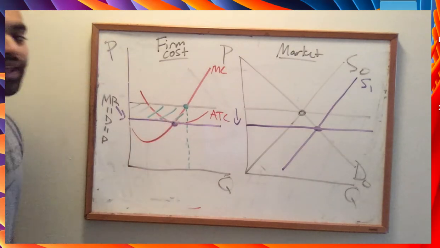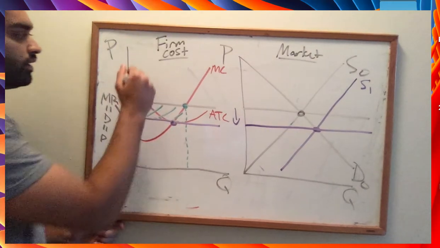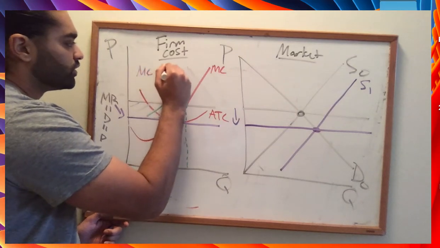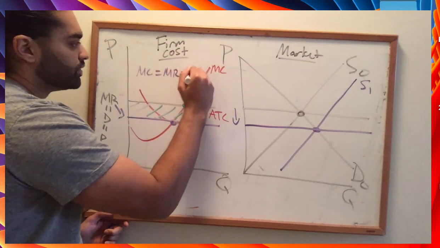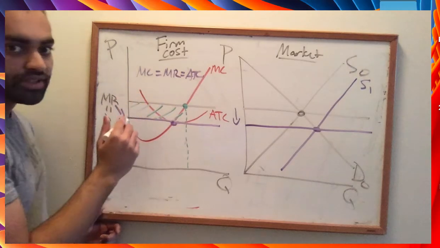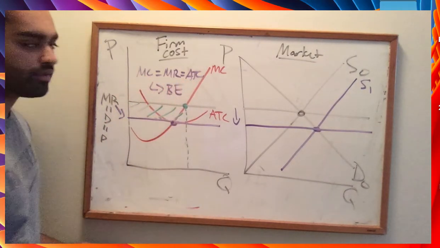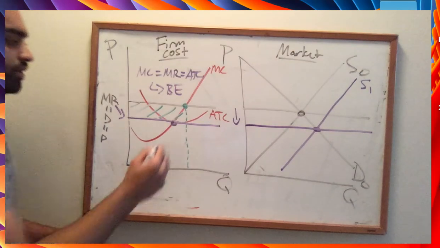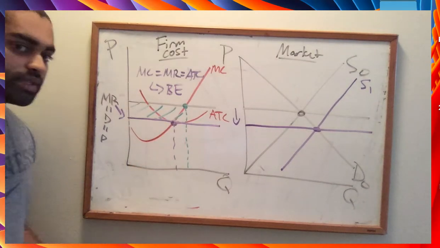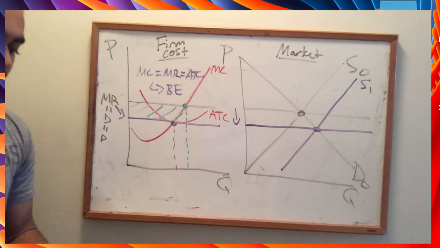And now what do we know about that intersection? When marginal cost equals marginal revenue, and that equals average total cost, when all three curves intersect, we call that your break-even point. Your total revenue is going to equal your total cost. So now our quantity has decreased. You're going to produce less because there's more producers already in the market.